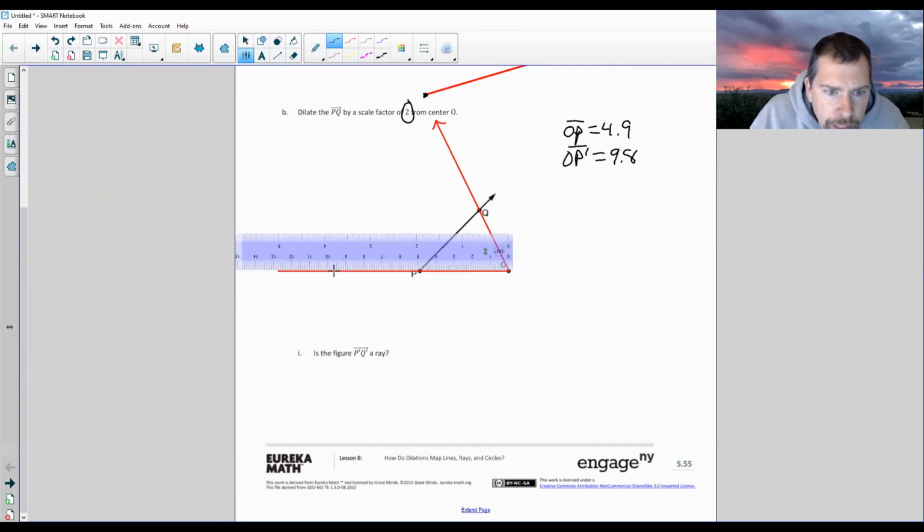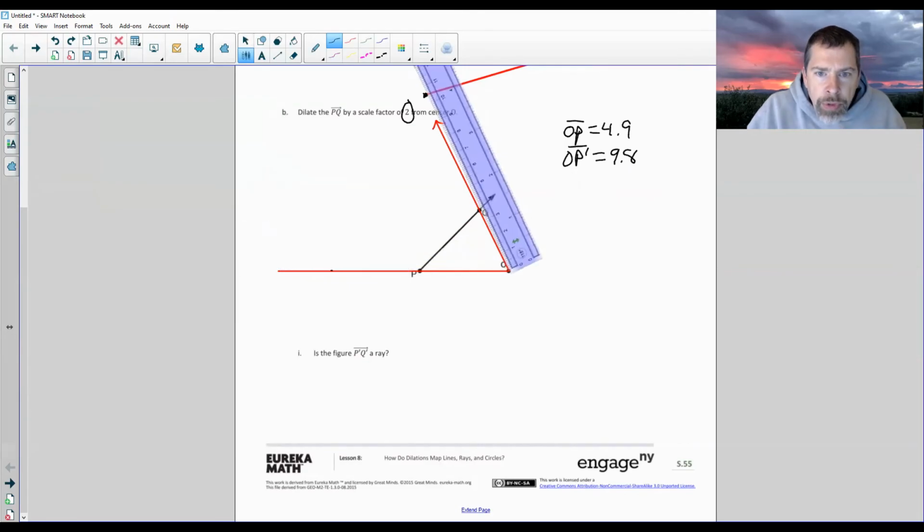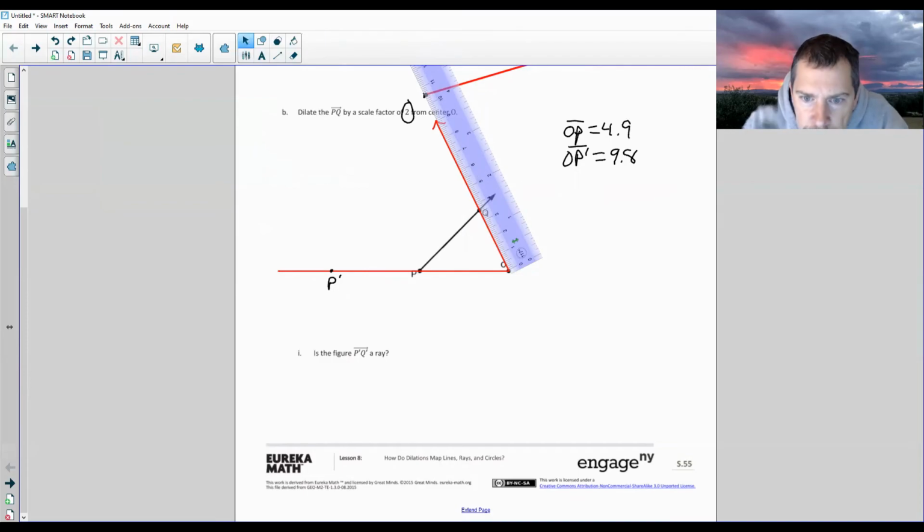So I come out to 9.8 and put a dot right there. Rotate this up to OQ, and let me label this after I got that out of the way. This will be P prime. And then I measure from 0 to here, and I'm not quite at 0, it's up a little.